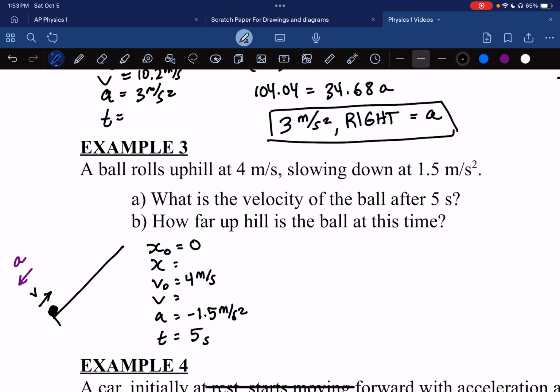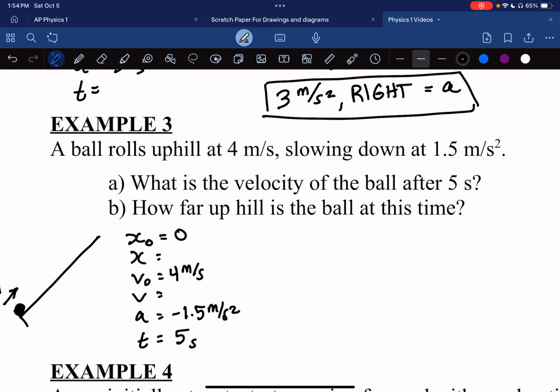And then B, so we're looking for V, and then we're looking for X. Okay, sorry, don't put those question marks in there. So for part A, we want to solve for V, and the equation must be missing X. Well, that's equation 1. So V is equal to V naught plus negative 1.5 times 5 seconds.